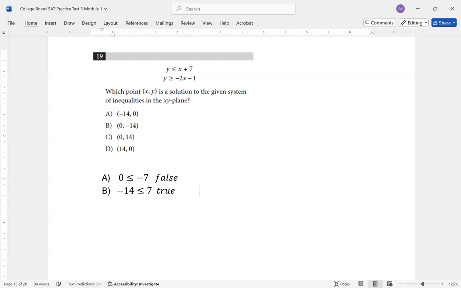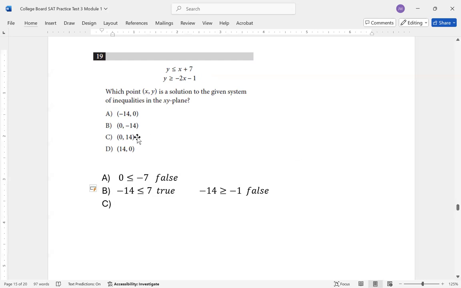And now I can move on to the second inequality and plug in 0, negative 14 into the second inequality. We'd get negative 14 greater than or equal to, when I plug in 0 onto the right-hand side, negative 2 times 0 minus 1 is a negative 1. That is false. So since one of the inequalities does not work, 0, negative 14 is not a solution to this system. So not a solution.